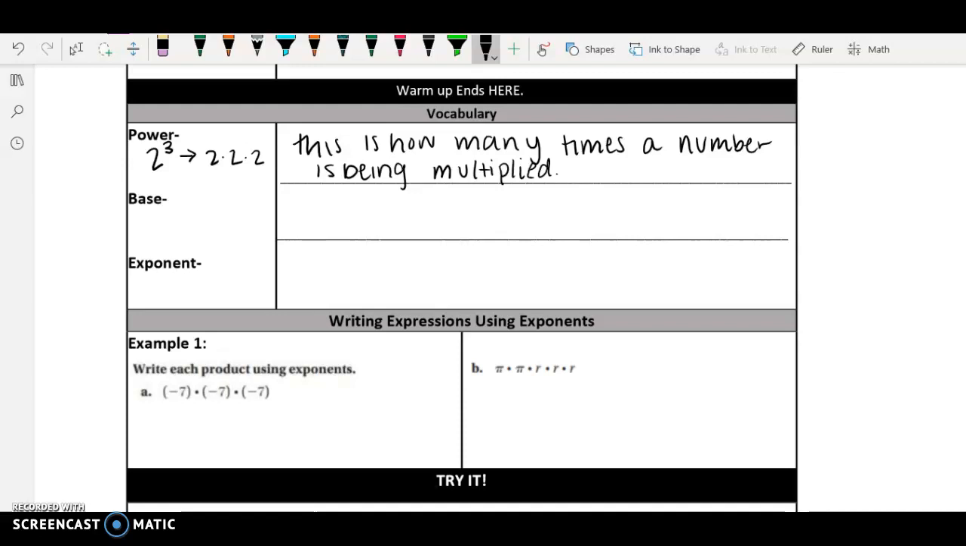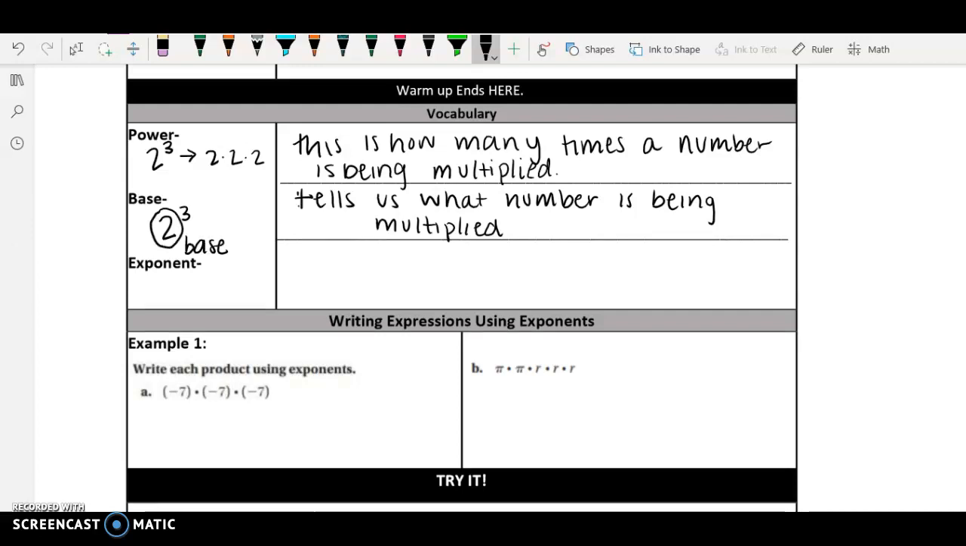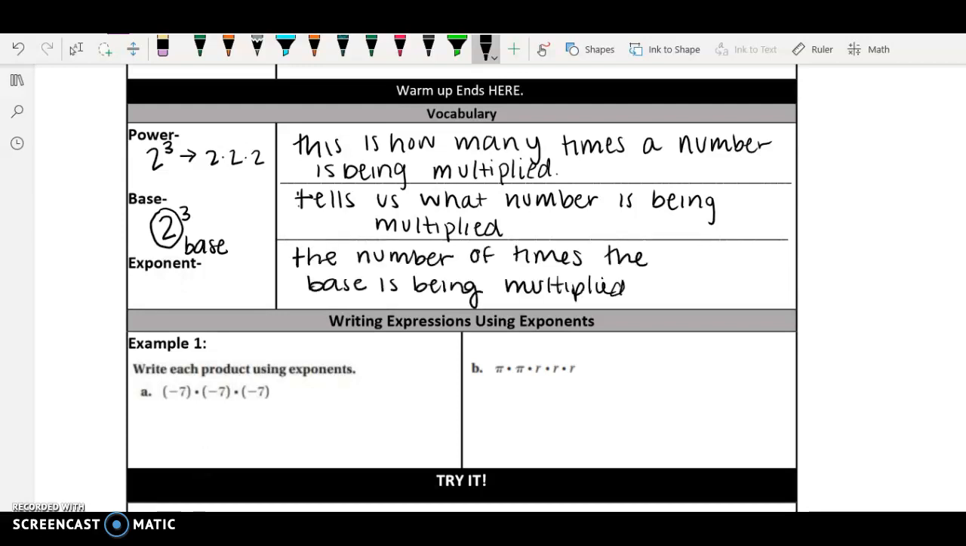Then we have the base. It tells us what number is being multiplied. So, for instance, if I use 2 to the third power, 2 is our base. Then we have the exponent. The exponent is the number of times the base is being multiplied. Again, if I use 2 to the third power, the 3 is my exponent.